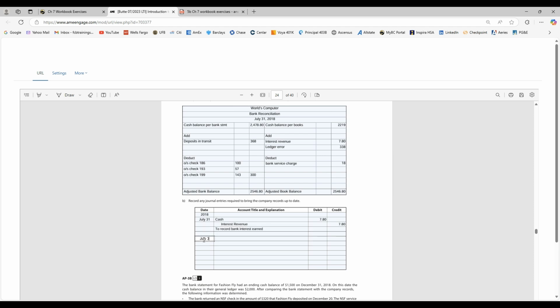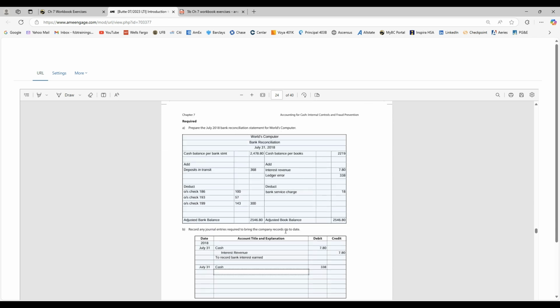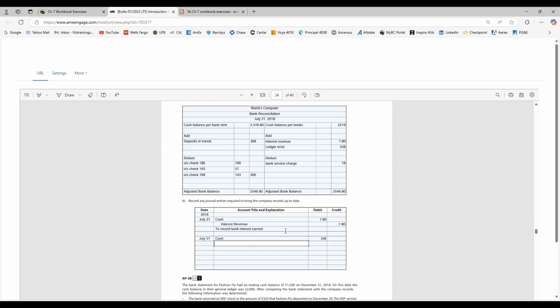Okay. The second entry here is, again, an addition, 338. And it told us originally that this payment was for the purchase of office supplies. So we're going to do office supplies as our credit account to have a fix. Let's include that, and we'll say to correct ledger error.